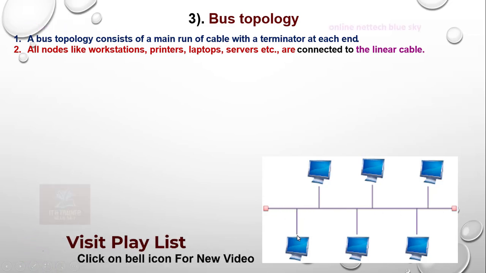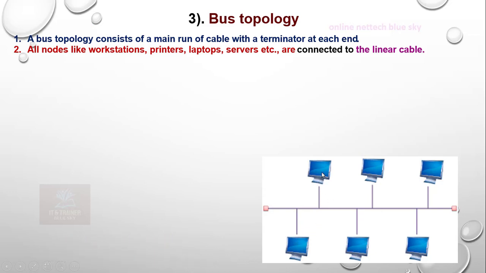The first PC, second PC connect to this cable, then third, fourth, fifth and sixth, and terminators on the left and right. All nodes are connected like this. It is a bus topology technology.